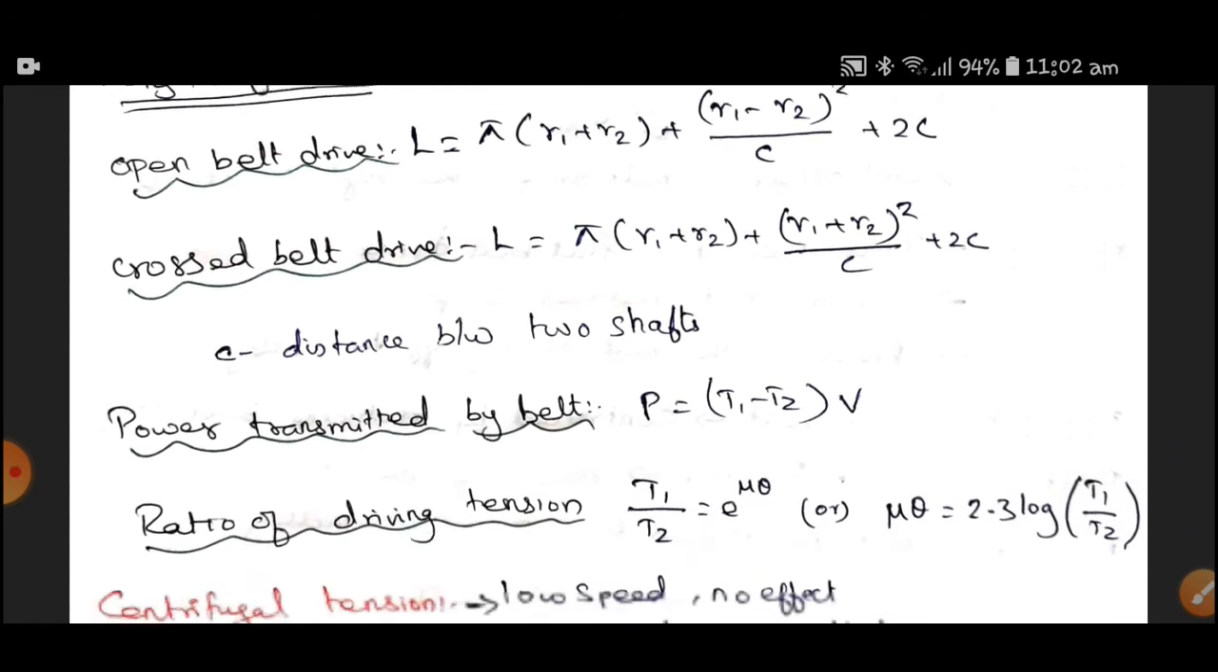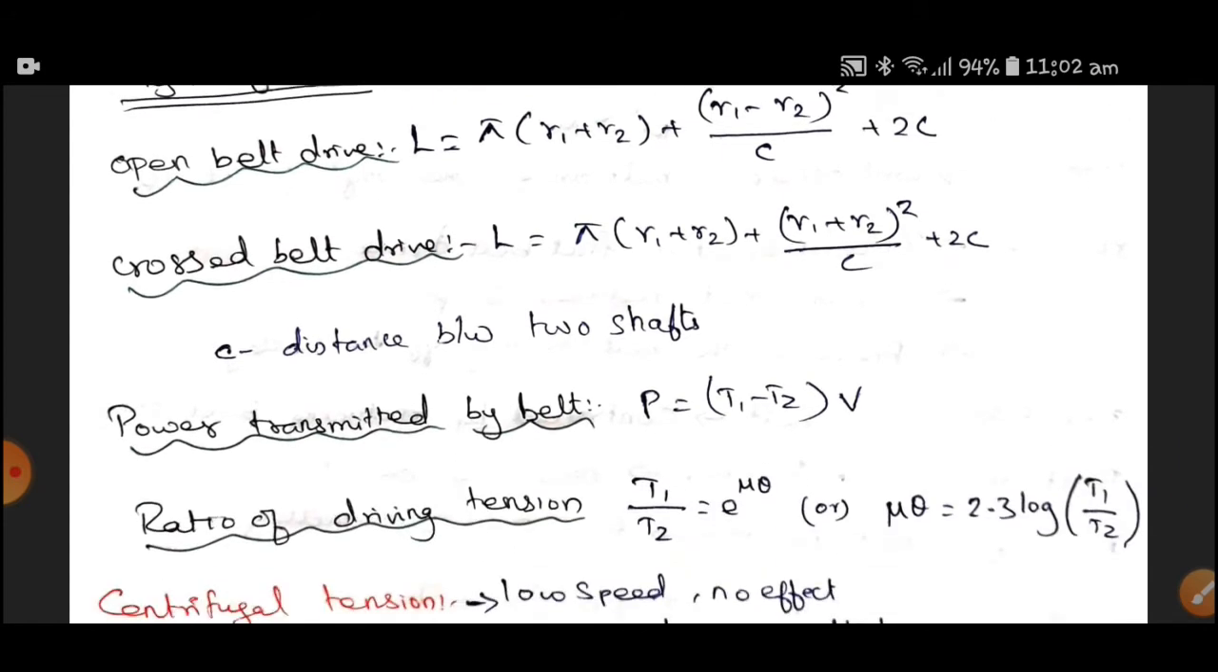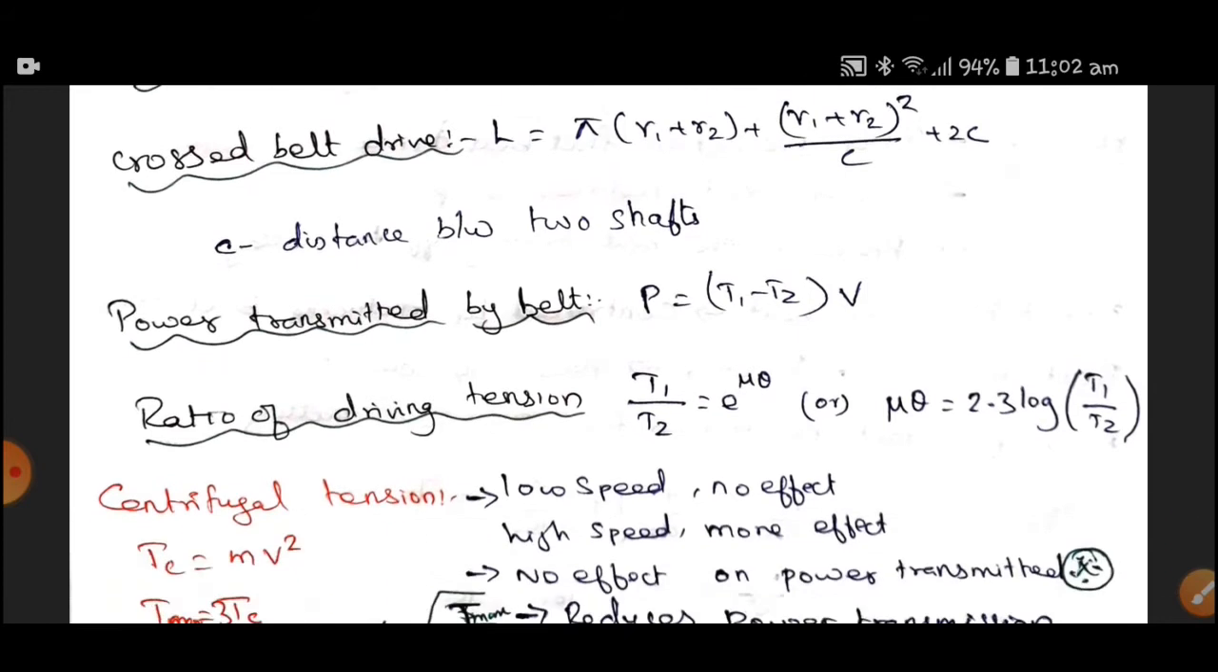Next one is the power transmitted by belt. Here P is equal to the difference of tension in tight side and slack side into velocity. That is the power transmission formula: P is equal to (T1 minus T2) into V. And next, the ratio of the driving tension is T1 by T2 is equal to e power mu theta. Therefore, if we want mu theta, we can use 2.3 log T1 by T2.